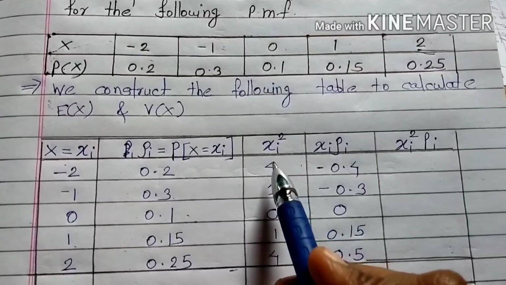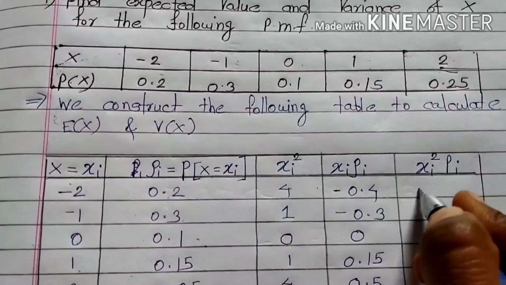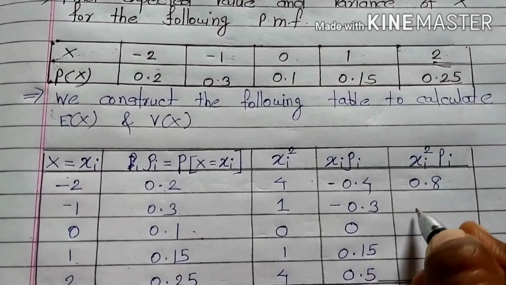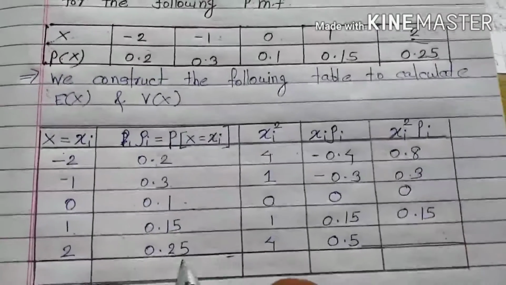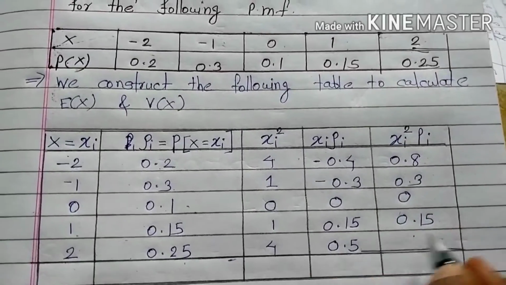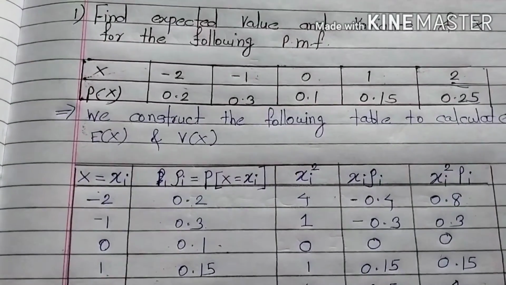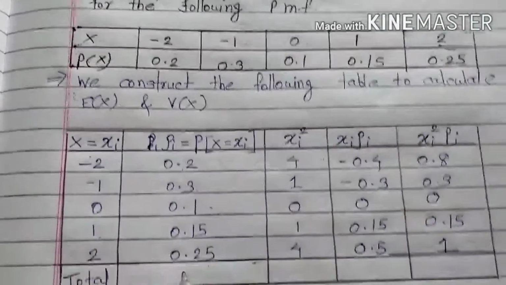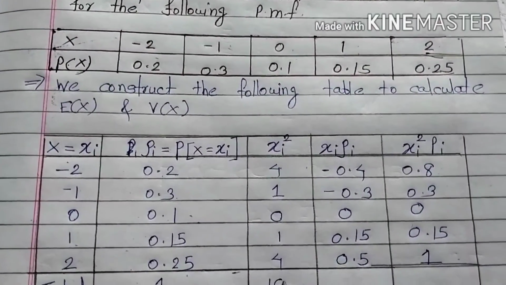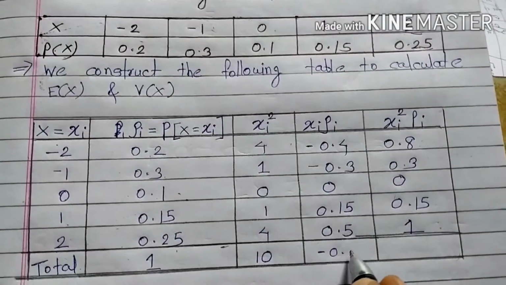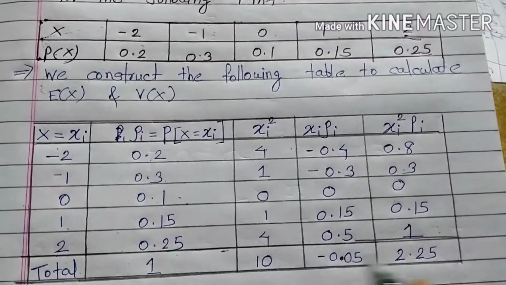Now xi square into pi. So this into this. 0.2 into 4 is 0.8. 0.3. 0. 0.15. And 0.25 into 4 is 1. Okay, so let us make the total. This total is 1, this total is 10, this total is minus 0.05, and this total is 2.25.